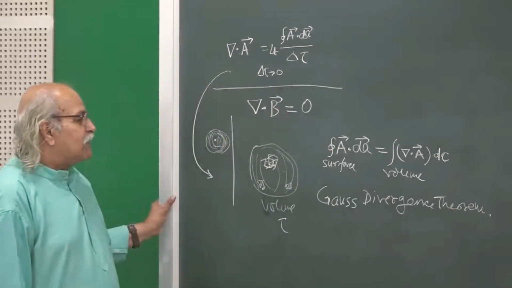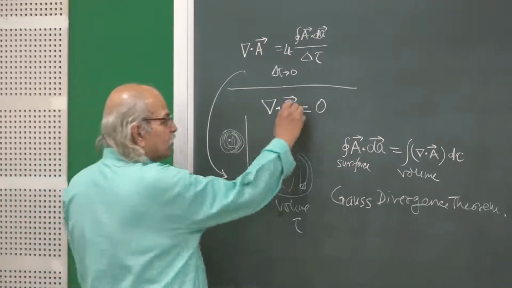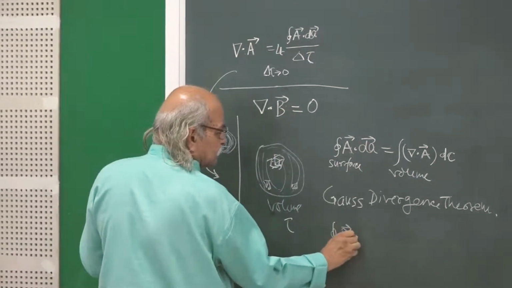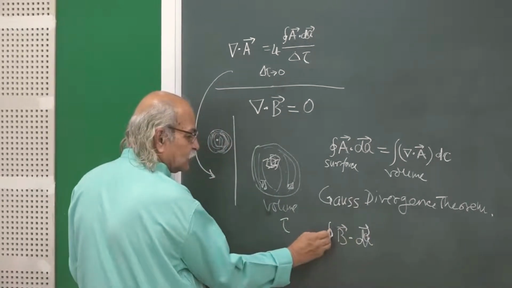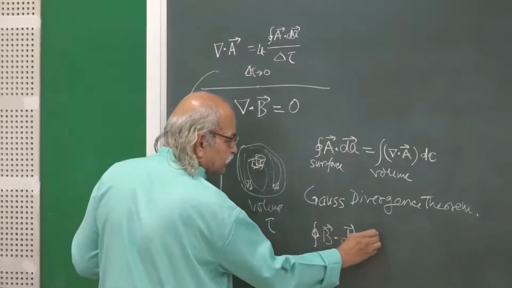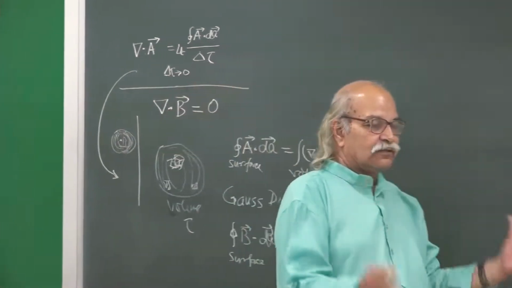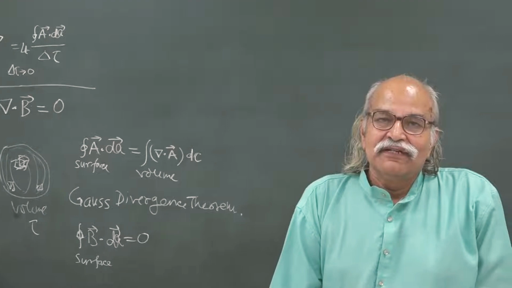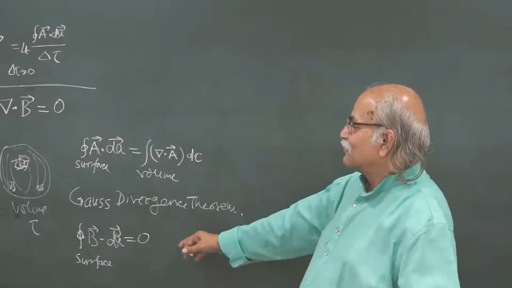Okay, for the magnetic field, since divergence of B is always 0, the only thing that you can derive from here is that the surface integration of B dot dA on any closed surface must be 0. This is also known as the flux of the vector field through that closed surface. So, the flux of the magnetic field through any closed surface is always 0. That information you can derive from this.